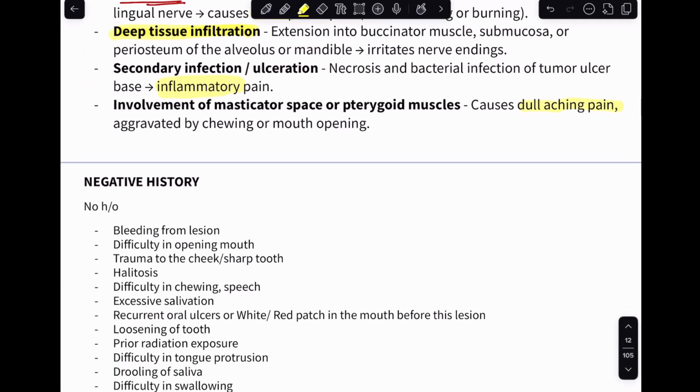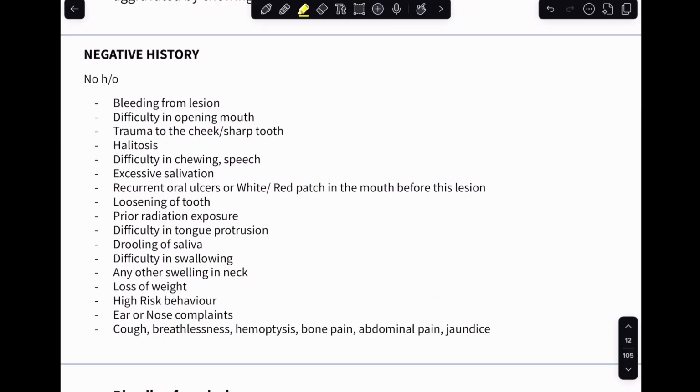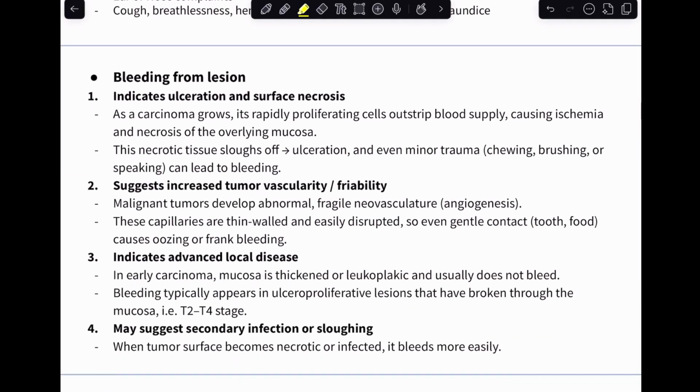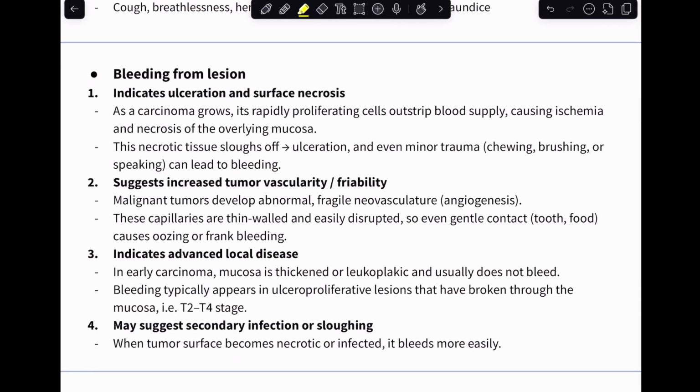Next is coming to all the negative history. We have taken a bunch of negative history here, but each one of these points actually has some kind of indication towards some disease. So let's talk about each one of these points, starting from bleeding from the lesion. Now, if the patient had complained of bleeding from the lesion, and this is a malignant ulcer case, what would it indicate?